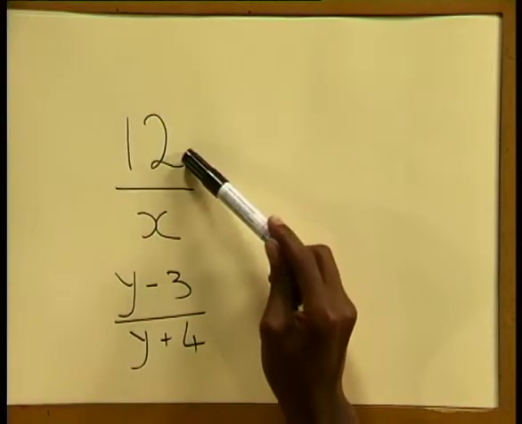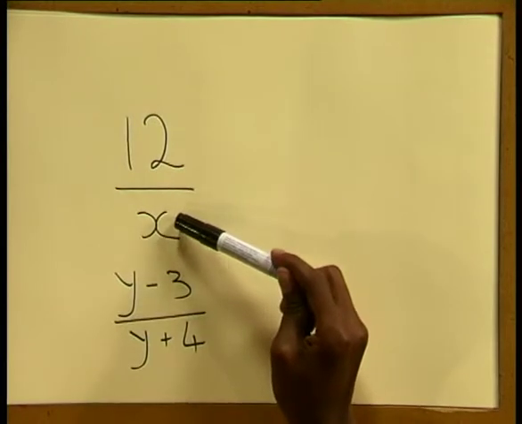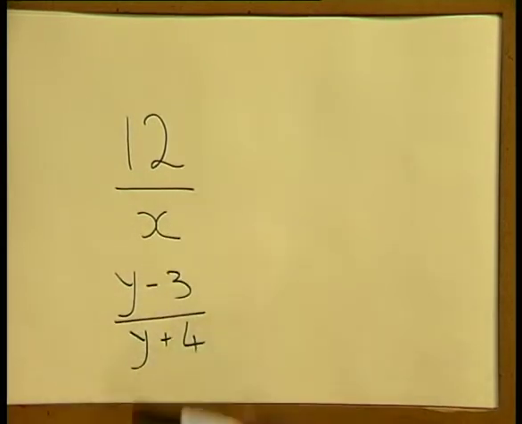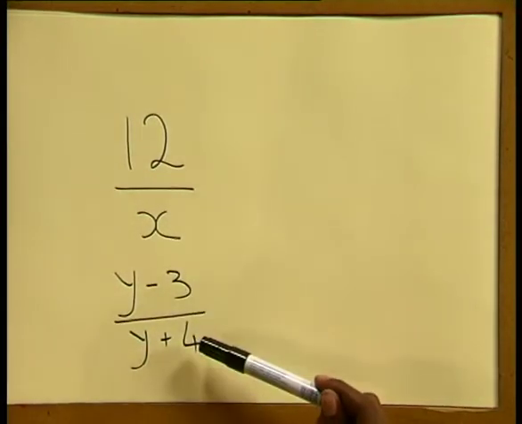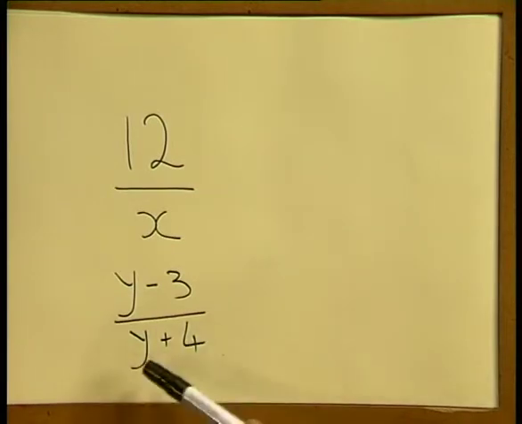Remember this in algebra as well. If we have 12 divided by x, then x may not be 0. So too, for y minus 3 divided by 1 plus 4, then the whole denominator, y plus 4, may not be 0.